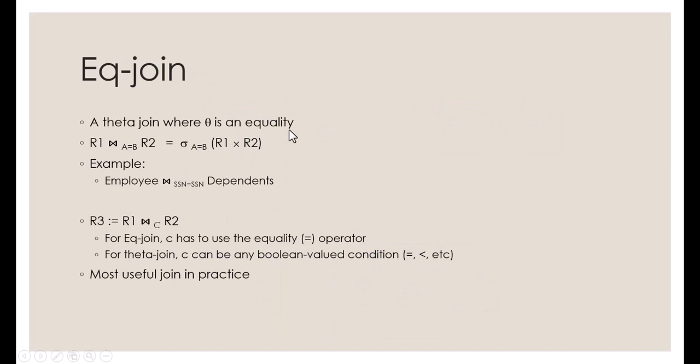You also have equijoin. The only difference between this one and the theta join is that with equijoin, the predicate you have here can only have the equal to sign. You cannot have less than, you cannot have greater than. You can only have something that has this equal sign.